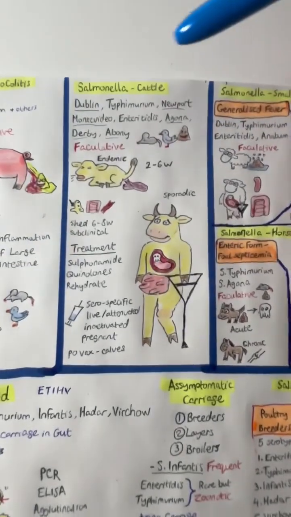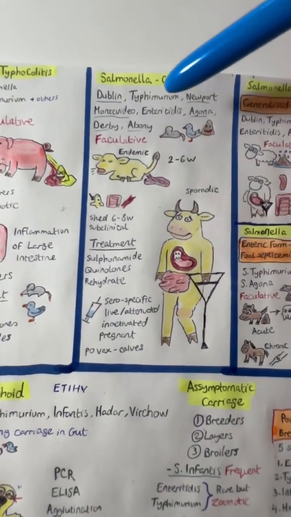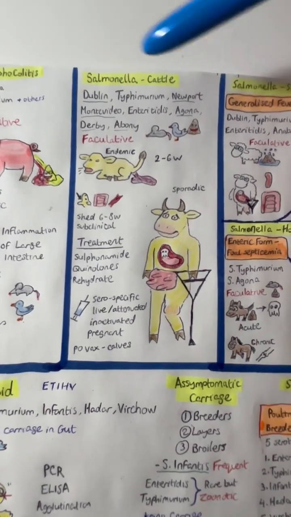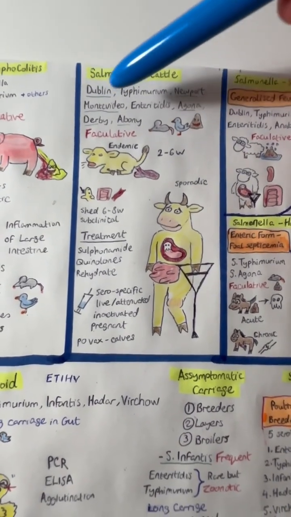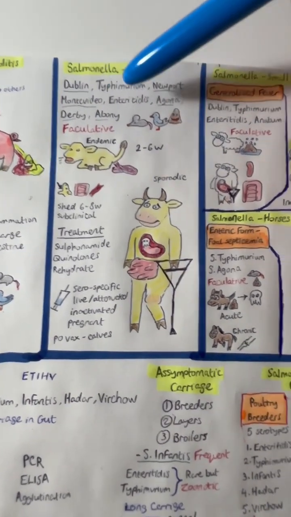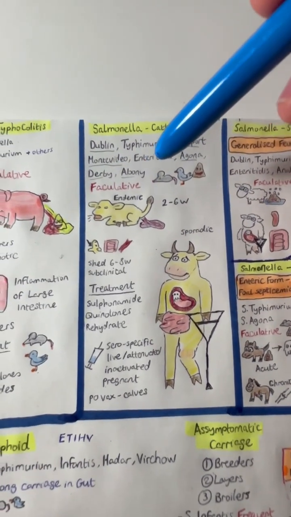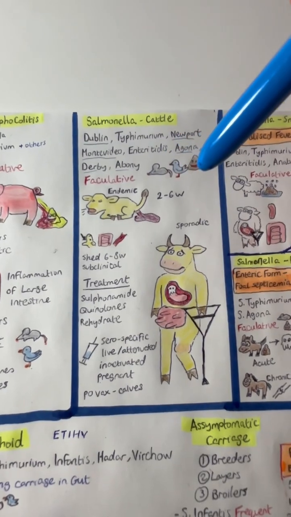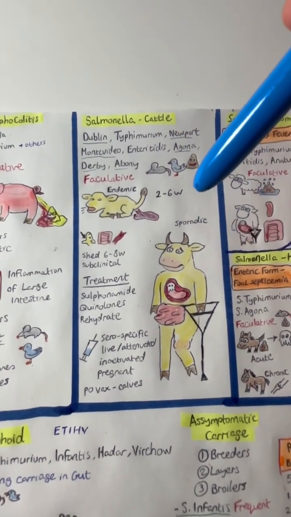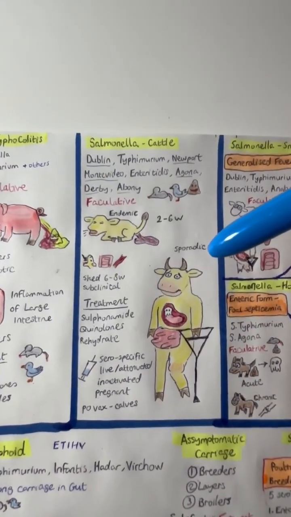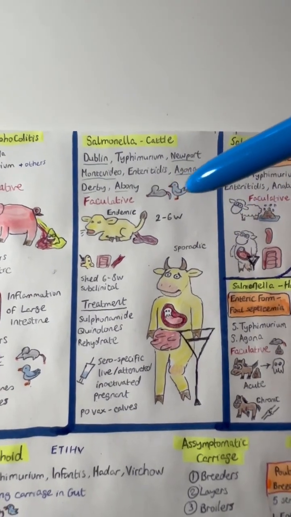For Salmonella in cattle, the serotypes are Enteritidis and Typhimurium, as well as Dublin, Newport, Montevideo, Agona, Derby, and Albany. It is facultative and requires predisposing factors. It can be endemic in calves aged 2 to 6 weeks old, and it's sporadic in adults. The bacteria can live in the environment, and a source of infection can be rodents, birds, and feces.